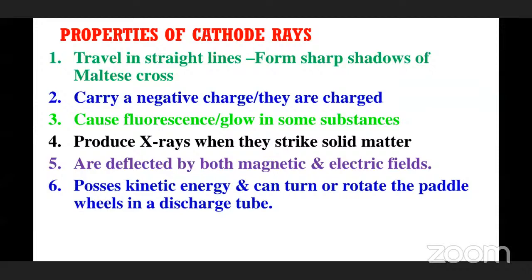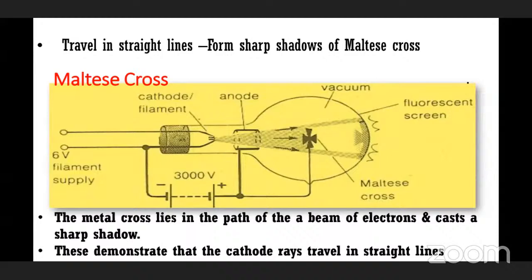And I think another teacher will actually handle you on X-rays. That is the other topic. Then we have that they possess kinetic energy and can turn or rotate a paddle wheel in a discharge tube. So those are some of the basic properties, and you can see in this case we are trying to illustrate them using some diagrams.